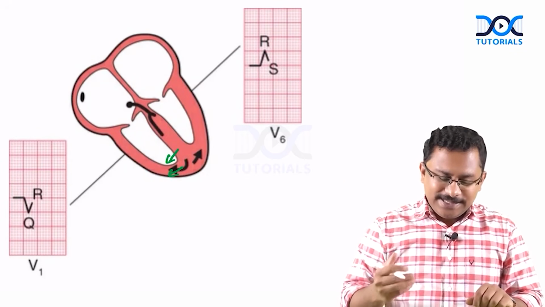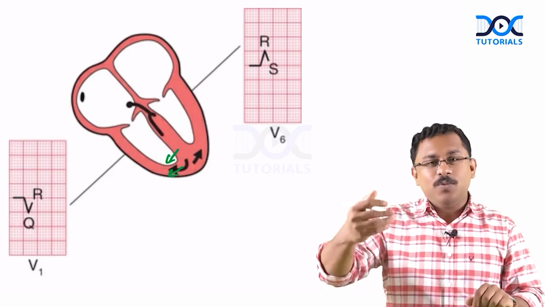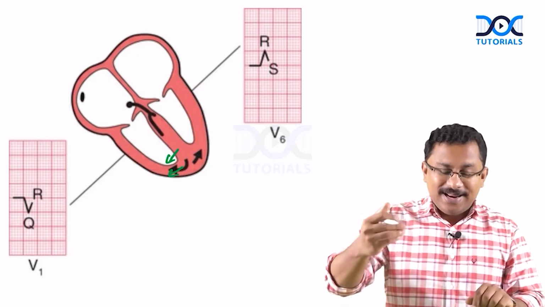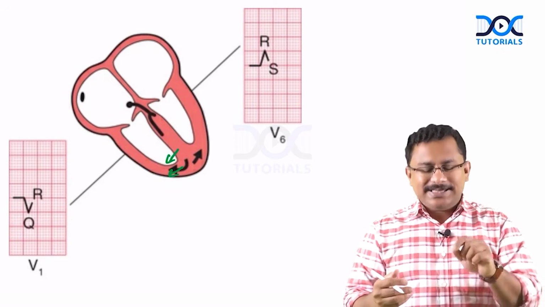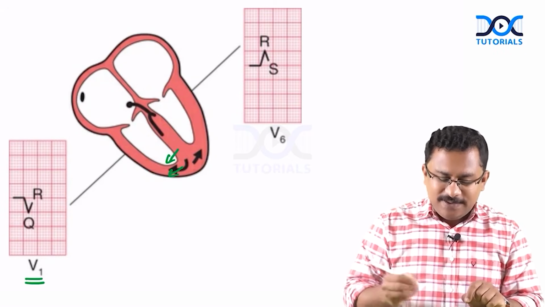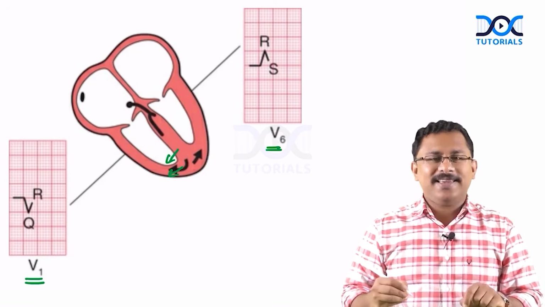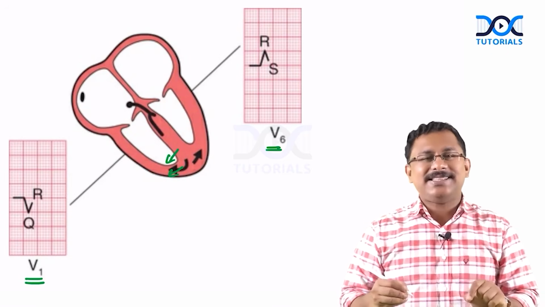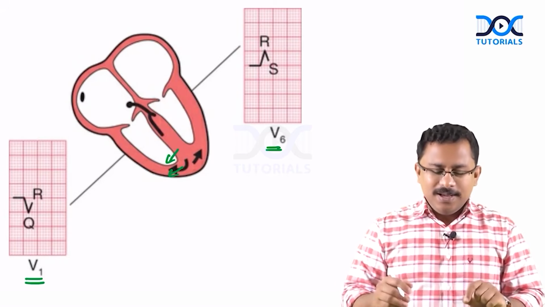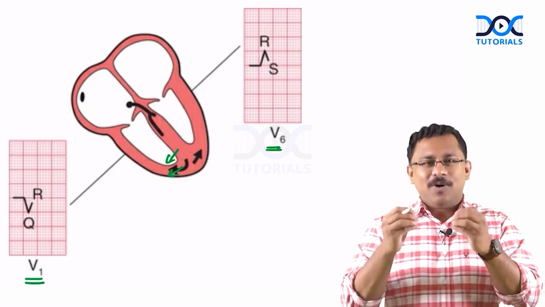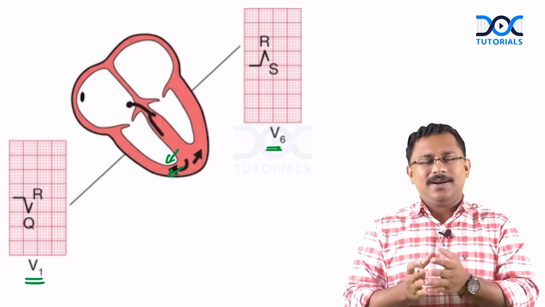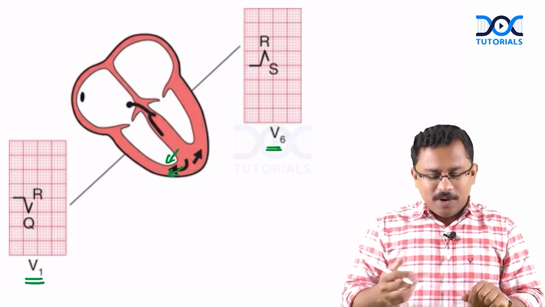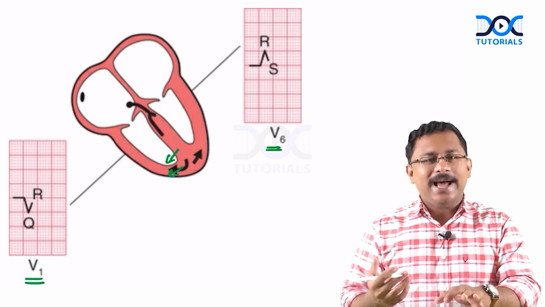Okay, to the right side of the heart. Now since it is moving towards the right side of the heart via the right bundle branch, the next deflection is going to be positive in case of V1 and negative in case of V6. So it is going to be R wave in case of V1 and S in case of V6. But here it will be a smaller deflection because the right ventricle compared to left ventricle is a smaller sized one. So smaller deflection. And then what will happen?